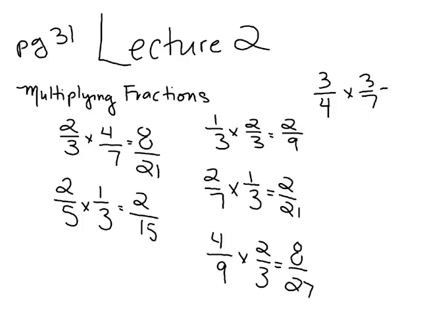3/4 times 3/7. 9/28. 9 over 28. Will that simplify? No.